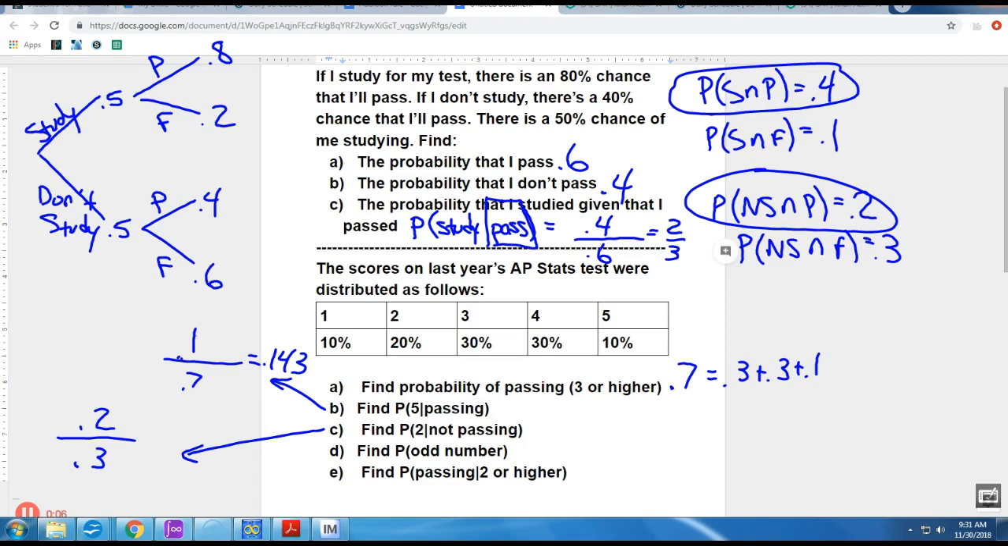Probability of an odd number is a 1 or a 3 or a 5, so you're just adding those up. 0.1 plus 0.3 plus 0.1 equals 0.5. And then passing, given that you got a 2 or higher. So for 2 or higher, you're adding those up, or you're just getting rid of the 1. That's 0.9. And then success in this case is passing. So what's the probability I pass? 3 or higher is 0.7. So 7/9, that's about 0.778 or 0.78. Anything around there? Questions there?